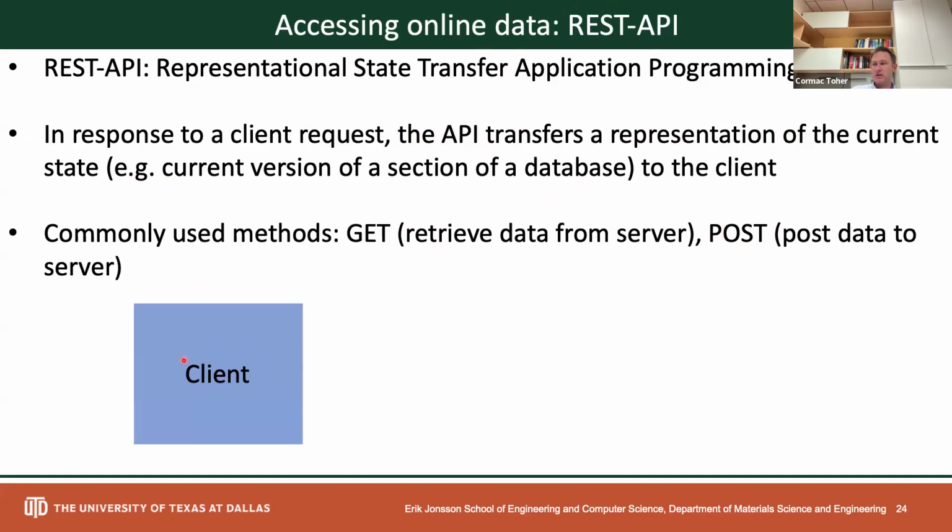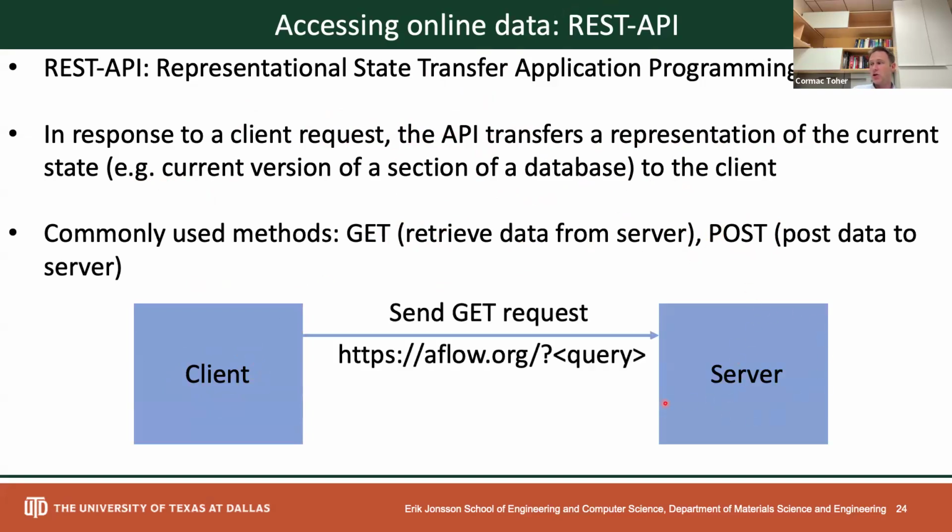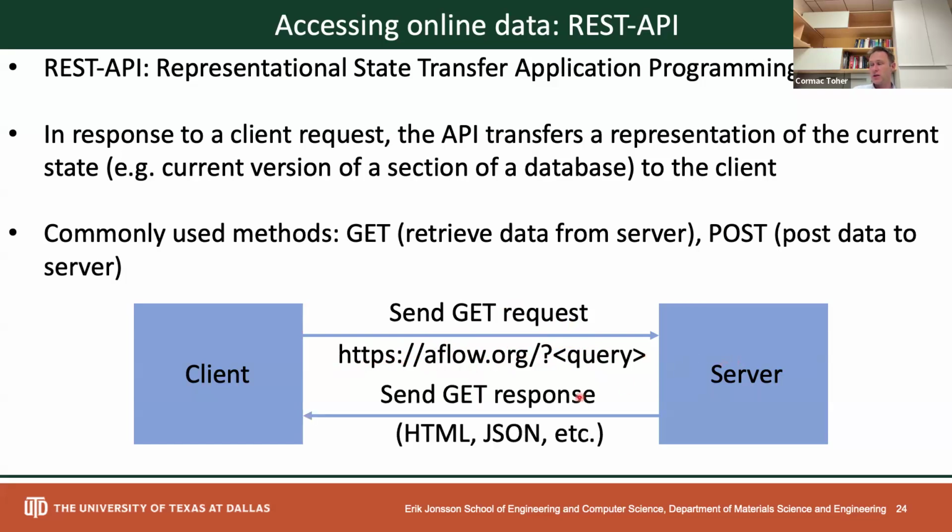So the way it starts is you have a client, which is basically your computer. You have the server, which is where the database is hosted. You send a GET request, so you have a query that's in a specific format, usually in the form of a URL or URI, a universal resource identifier. You'll send this query to the server, and the server will send you a response, and the response will usually be some formatted data. Usually the default is these JSON files.